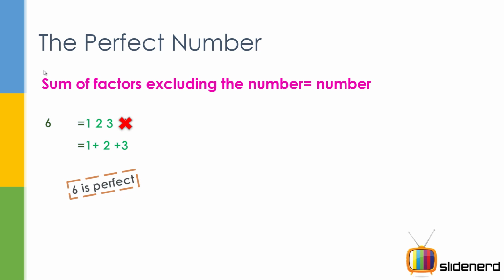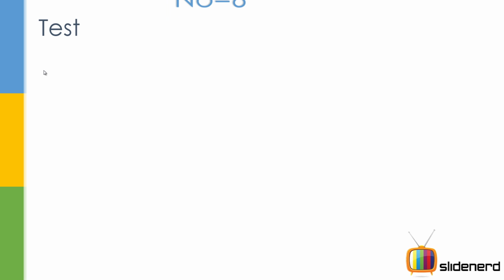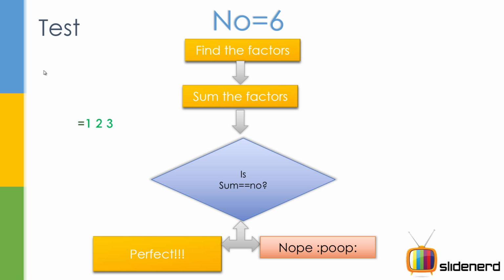You have 6, you have 1, 2, 3 and 6, which are the factors, right? So you just take 1 plus 2 plus 3, so it is 6, and that's why 6 is a perfect number. It's perfect. So let's go ahead and see this. The test is something like this. Take a number 6, find all the factors, sum the factors. Is the sum equal to the number? Then perfect, otherwise nope. So let's go to NetBeans, get this done.